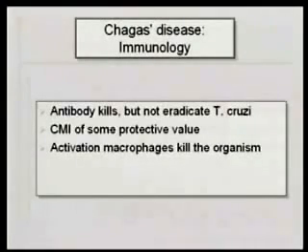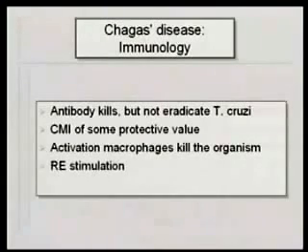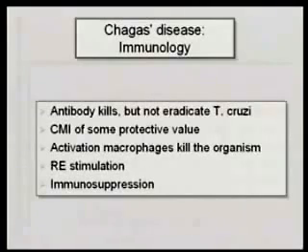Activation, as I mentioned, of macrophages. The general stimulation of the non-specific immune system, on one hand, can lead to some killing of the organism, but if there are too many organisms, they cannot be gotten rid of easily. The stimulation leads to immunosuppression as well. So there is a secondary immunosuppression due to the stimulation and presence of the organism. So those are the immunological features.